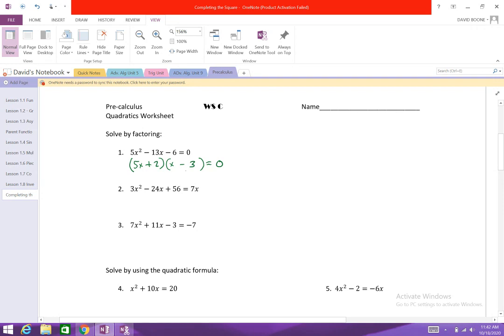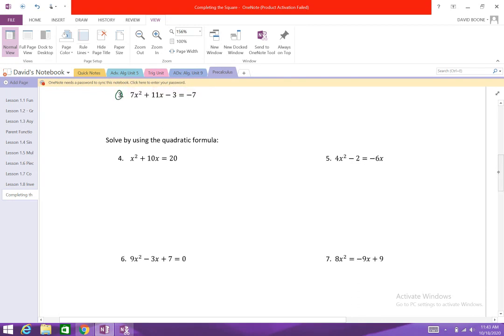We got this piece times this piece equals 0, so we either know 5x plus 2 equals 0, or x minus 3 equals 0. And solving that, you'd have 5x equals -2, divided by 5, so you get x equals -2/5. Or for the other one, when you solve that, you just get x equals 3. Just a little example for the first one. I'll leave the numbers 2 and 3 for you to make sure to do.